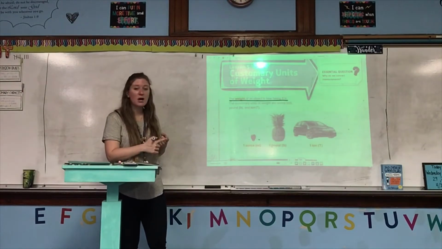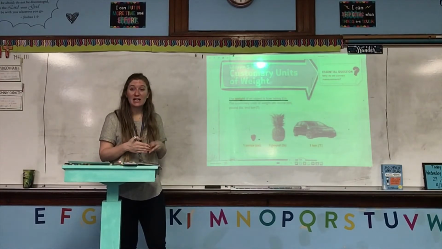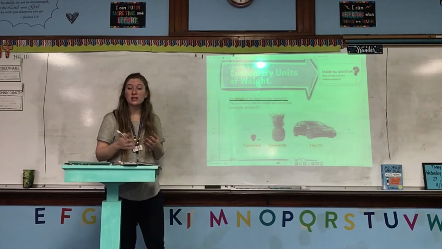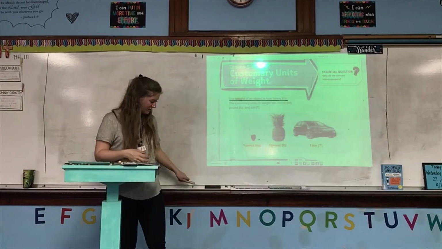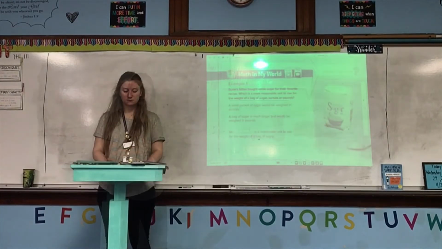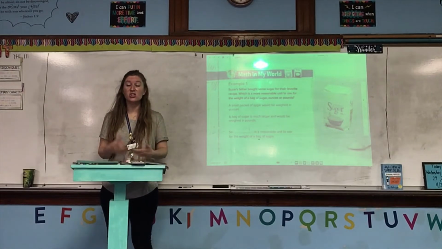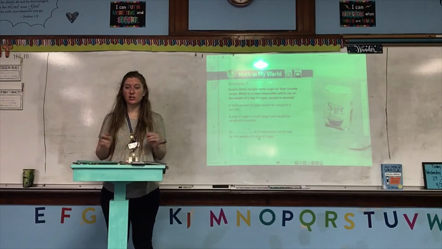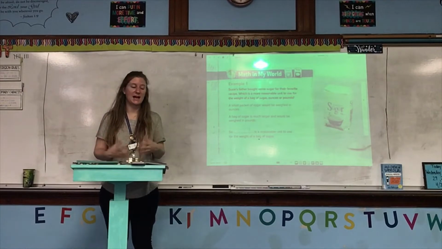So a strawberry and a slice of bread are about 1 ounce. A pineapple and a whole loaf of bread are about 1 pound. And an elephant or a smaller car are about 1 ton. Okay, so let's move on to the examples. Okay, so this lesson is more introducing the units of customary weight. So again, we're not going to be doing any conversions today. We are just going to be doing some estimating and some choosing the correct unit.